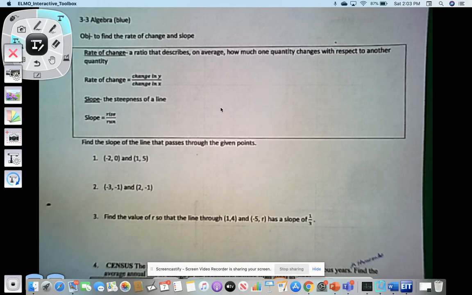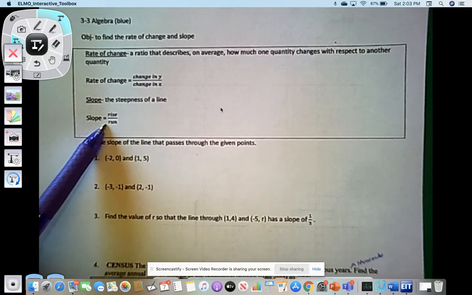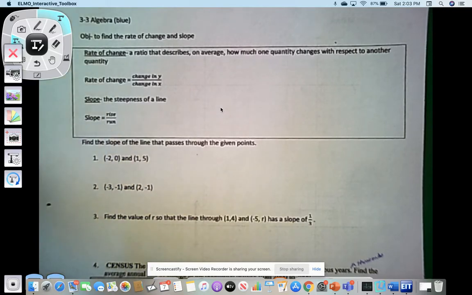The formula for rate of change is change in y over change in x, and it really is the same thing as slope, because that's also what slope is, change in y over change in x. The actual definition of slope is the steepness of a line, and another way of looking at slope is rise over run. So for number 1 and 2, we're going to find the slope of a line that passes through the given points. At this point, they're giving you the points.